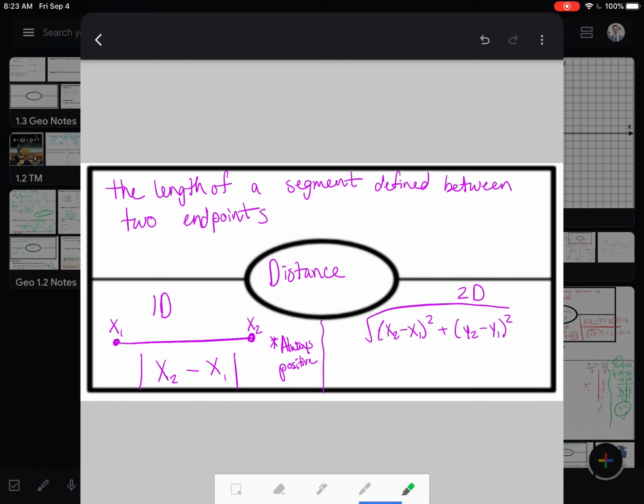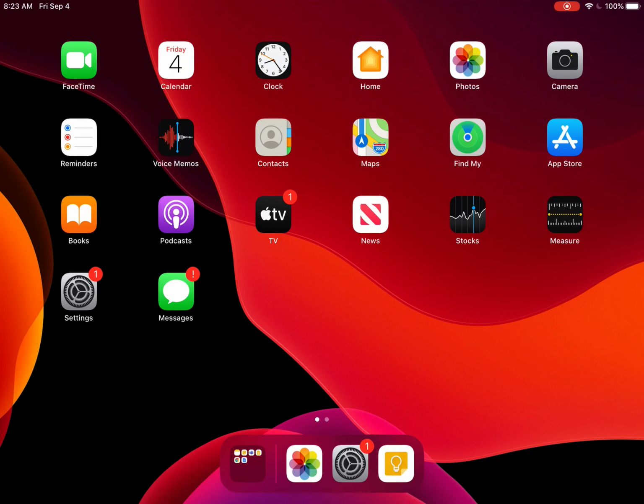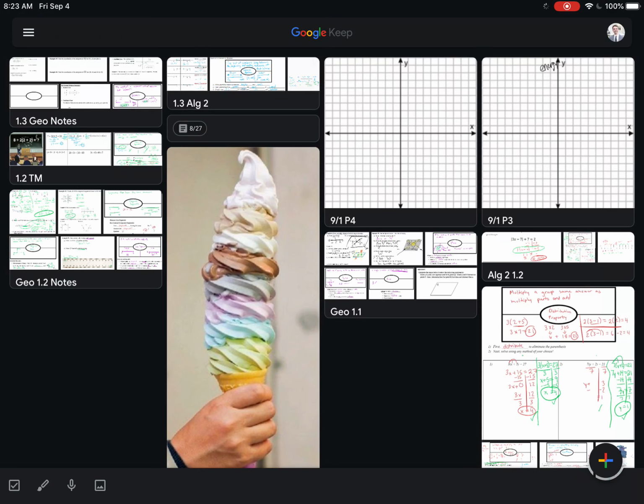Something that you might notice that's similar: x2 minus x1. Again, that's like one dimension. When we put both of the dimensions together, we have to basically be able to derive distance in both of those dimensions instead of one. So a little bit more complicated, but the concept does remain the same for this. So let's go through some examples before we go on.